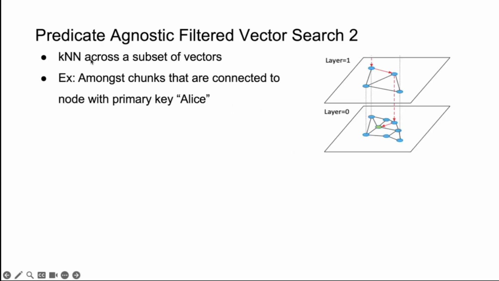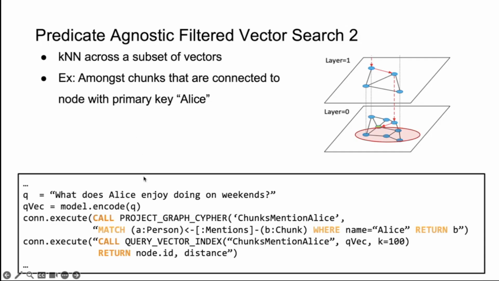You can say something like, find me the k nearest neighbors to that query vertex, but only among chunks that are connected to the node Alice. The way you do this is that you first identify again a projected graph through a Cypher query. You say, find me all the chunks that mention Alice. So that's the Cypher query, right? Now you've identified all the chunk nodes.